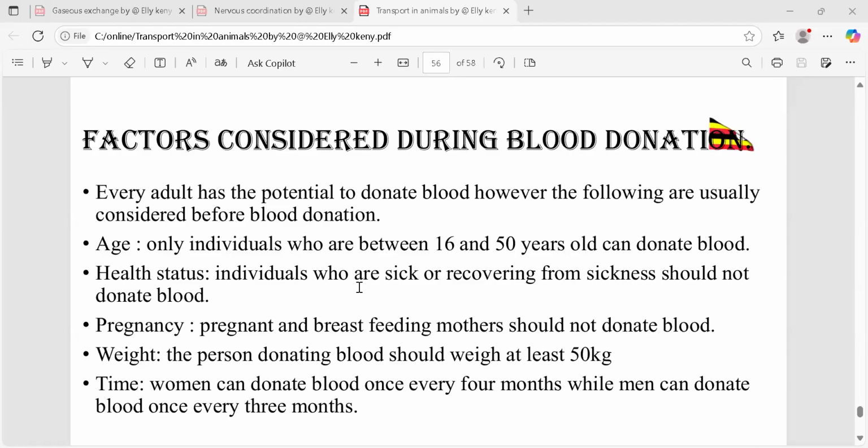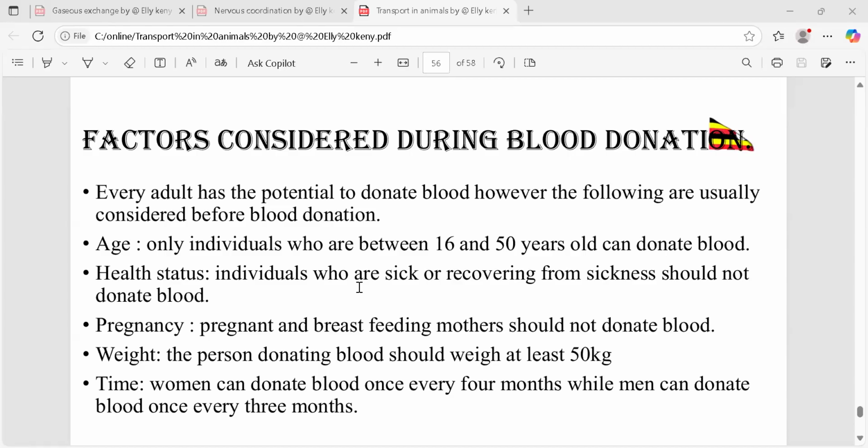And then health status: individuals who are sick or recovering from sickness should not donate blood. Remember that when you're sick, you lose some blood. So should you be recovering or sick and then donate blood, you'll faint. So you shouldn't do that. You only donate blood when you're very normal. Pregnancy: pregnant and breastfeeding mothers should not donate blood. So if you're pregnant or breastfeeding, don't donate blood.